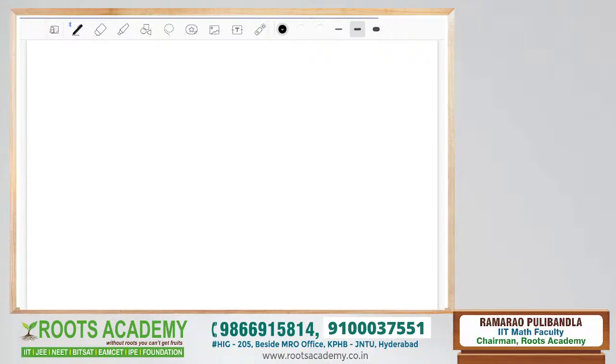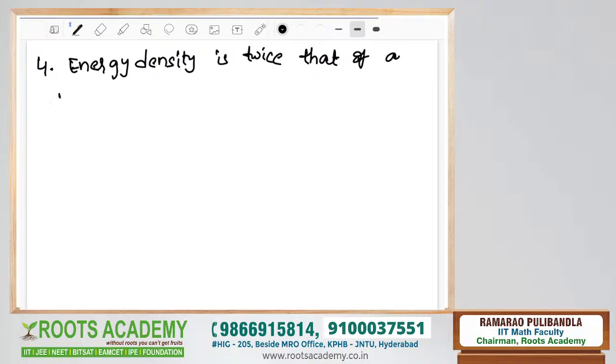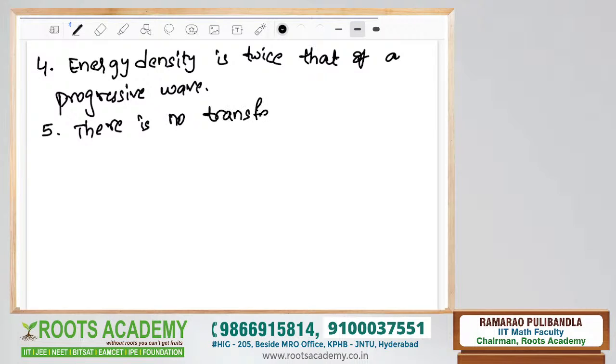And moving on to the next point, energy density. Energy density is twice that of a progressive wave. And next, there is no transfer of energy across any section. There would be no energy transformation, so transferring of this energy doesn't take place here.